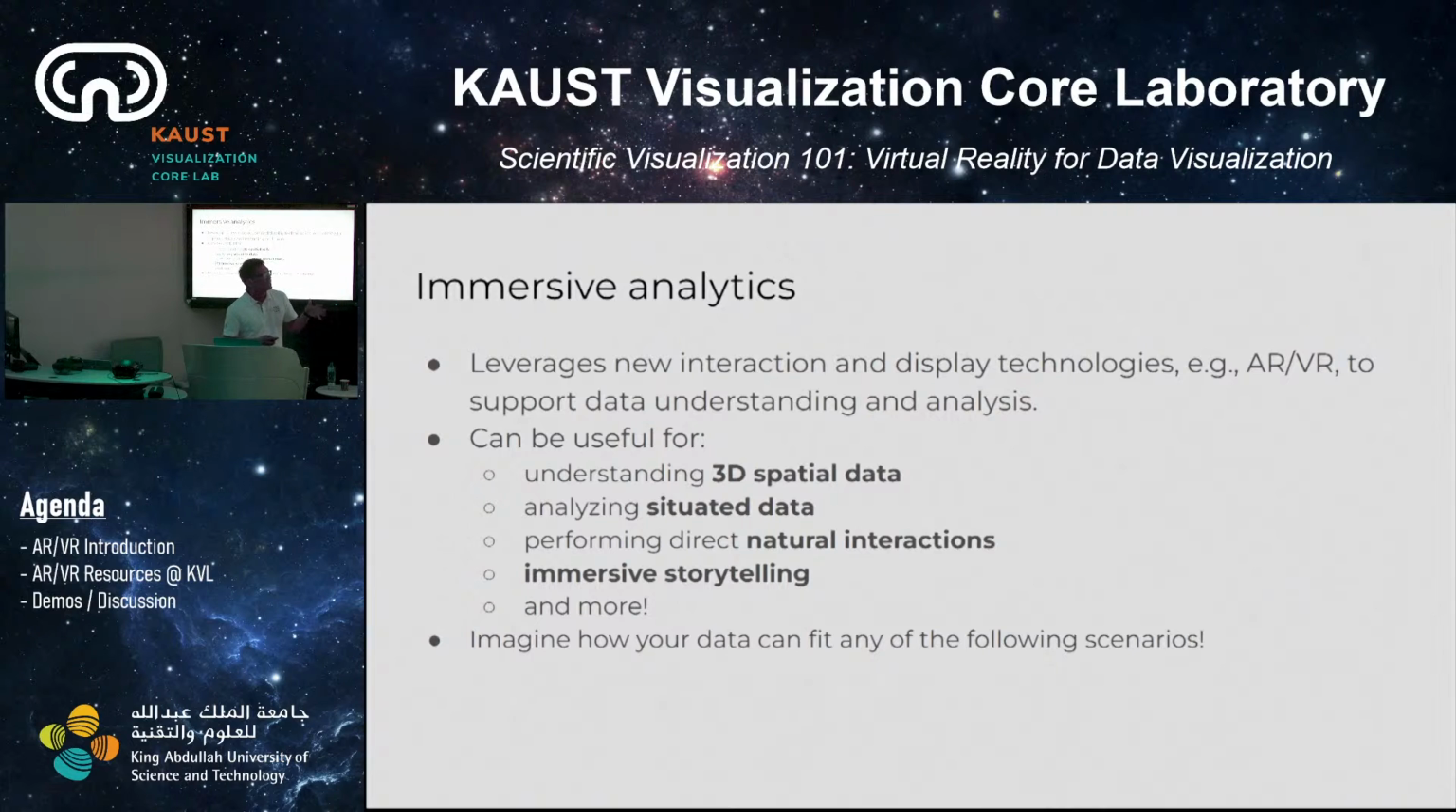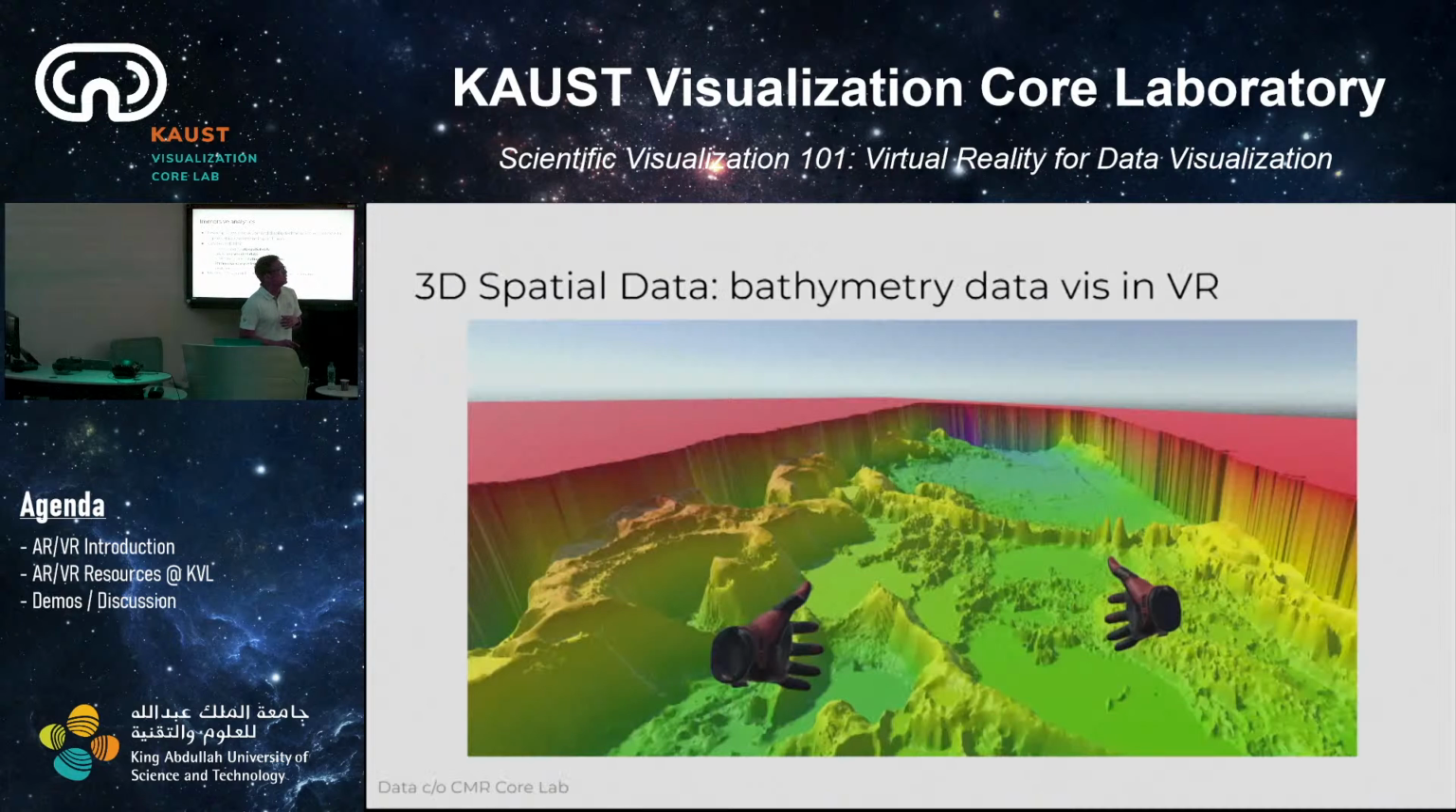So in the next few slides, I'll show some images and videos that give you some examples of these. And while I'm doing that, just try to imagine how your data can fit in the same situation, right? So the first one is for understanding 3D spatial data. So this example, we prototyped this from a data set given to us by Seymour, the Coastal Marine Research Lab. So this bathymetry data is basically the underwater landscape, kind of like how the ocean floor looks like.